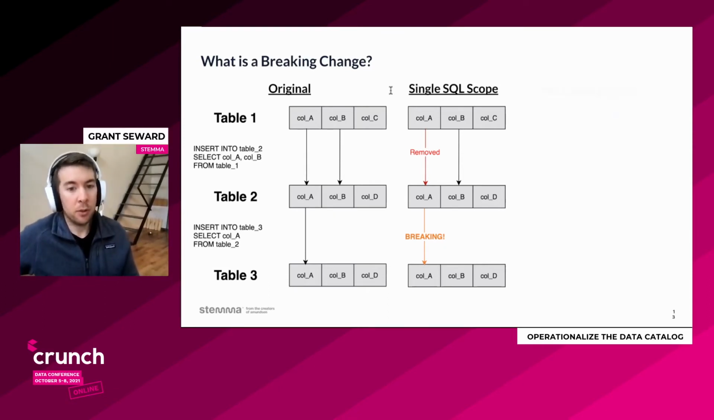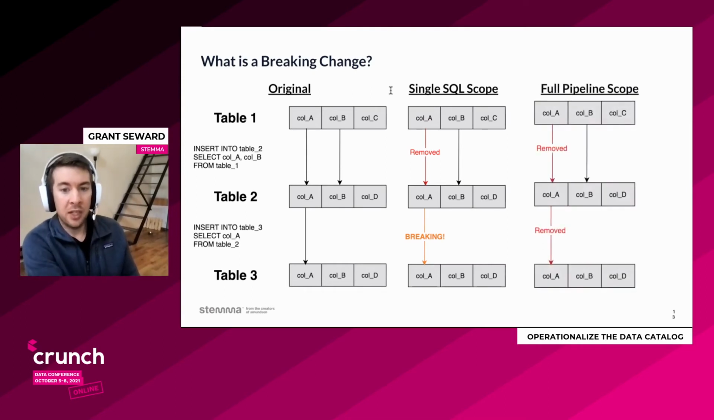However, if we scope the change to include the entire set of changes to our pipeline and really the full state of our pipeline, the catalog should see that this new state is not breaking, since all downstream dependencies are also being removed. Therefore, this should be allowed. All of this is to say, when you proactively validate your SQL changes, it is important to choose the right scope when applying validations. Simply validating a single SQL statement at a time will not suffice.